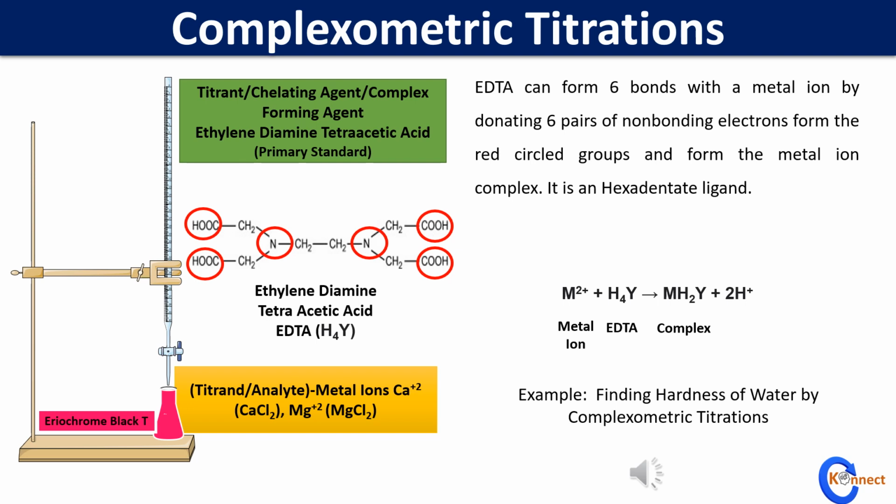Here, ethylene diamine tetraacetic acid acts as a ligand. More precisely, EDTA is a hexadentate ligand, which means it can form 6 bonds with a metal ion by donating 6 pairs of non-bonding electrons from the red circled group you can see in the slide and form the metal ion complex.